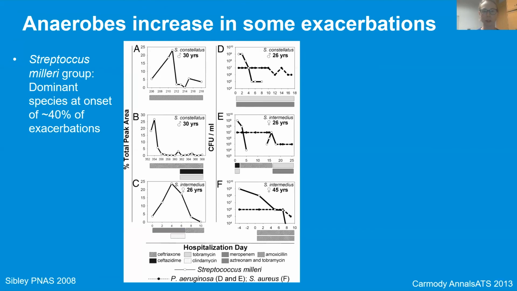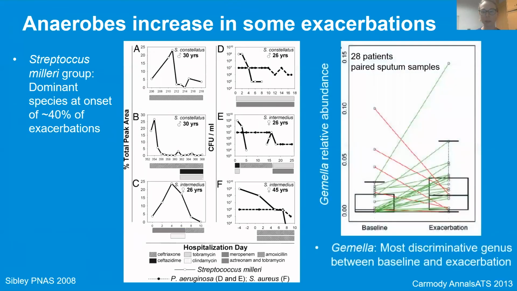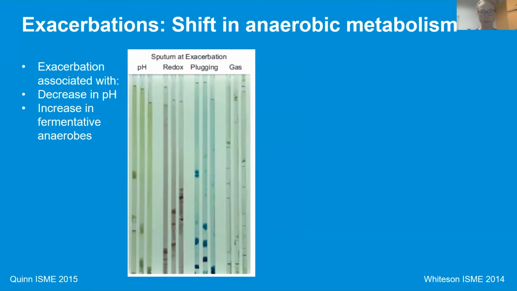Similarly, in the same study discussed earlier of 28 paired baseline and exacerbation sputum samples, an increase in the relative abundance of Gemella, another anaerobe, was the most discriminative genus associated with exacerbation. Other work around the same time frame investigated potential mechanisms through which anaerobes may contribute to pulmonary exacerbations and identified potential roles for anaerobic metabolism in exacerbation pathophysiology.